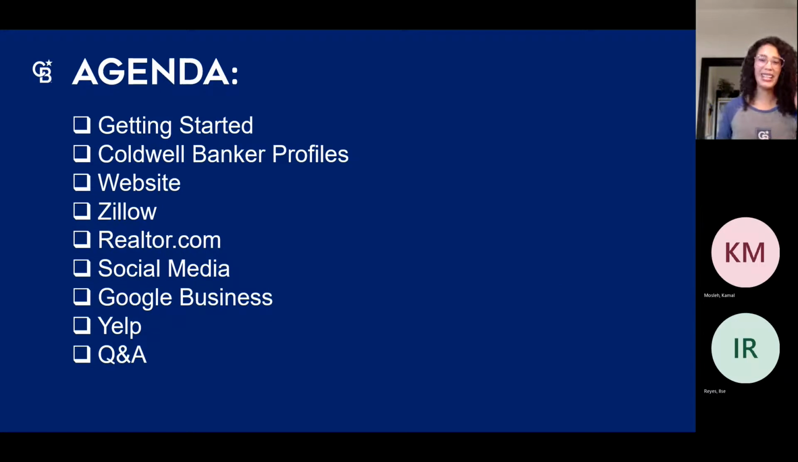So our agenda today, we're going to talk about getting started and then our different various profiles that we have available online, which is our Coldwell Banker profile, our website, our Zillow, Realtor.com, social media, Google Business, Yelp, and then at the end, we're going to have a section for Q&A.